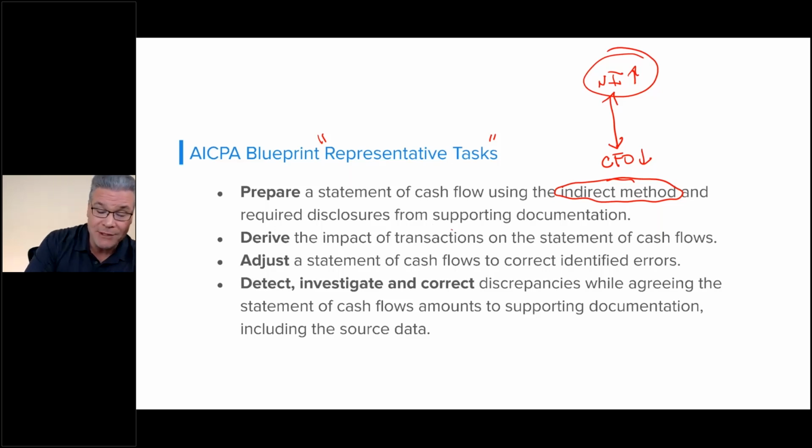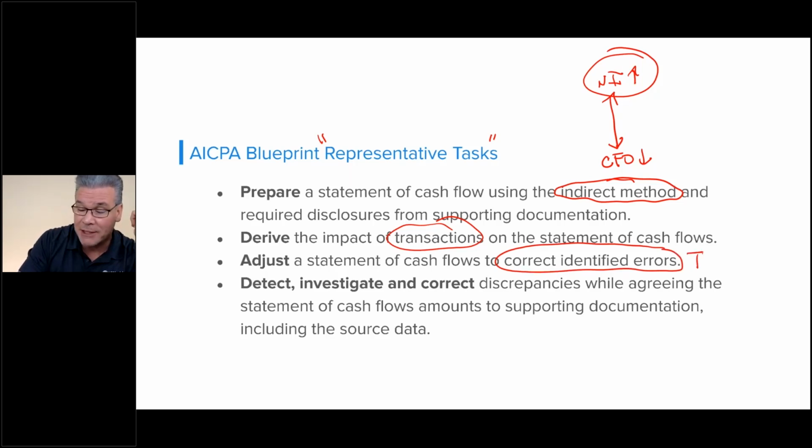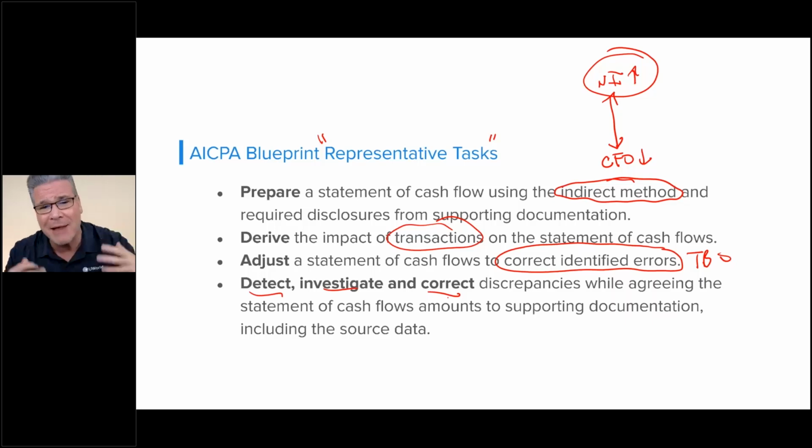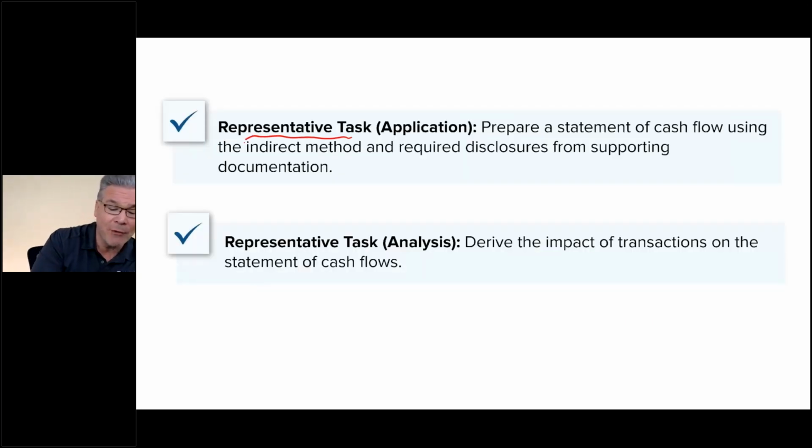We want to look at the transactions that impact the statement of cash flow. We're going to want to correct identified errors. That makes for a great task-based simulation, and that's how we're going to wrap up this lecture on the back end. I will show you how to do a task-based simulation identifying errors. You've got to detect, investigate, and then correct those errors, and that's what we will do on the back end. That's the cliffhanger to get you very excited. So the indirect method is what we will also illustrate today.